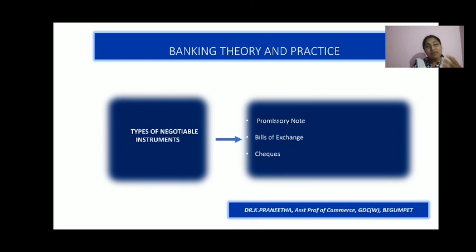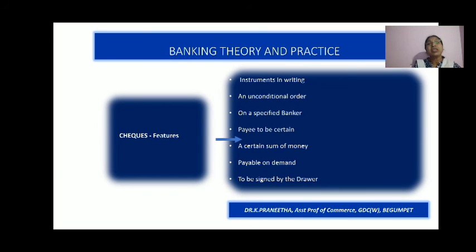A check is a bill of exchange with two additional qualifications. The first is that it is always drawn on a specified banker, and the second is that it is always payable on demand without any days of grace. Now, coming to the salient features of a check, the first one is instrument in writing. A check must necessarily be an instrument in writing. Oral orders do not constitute a check at all.